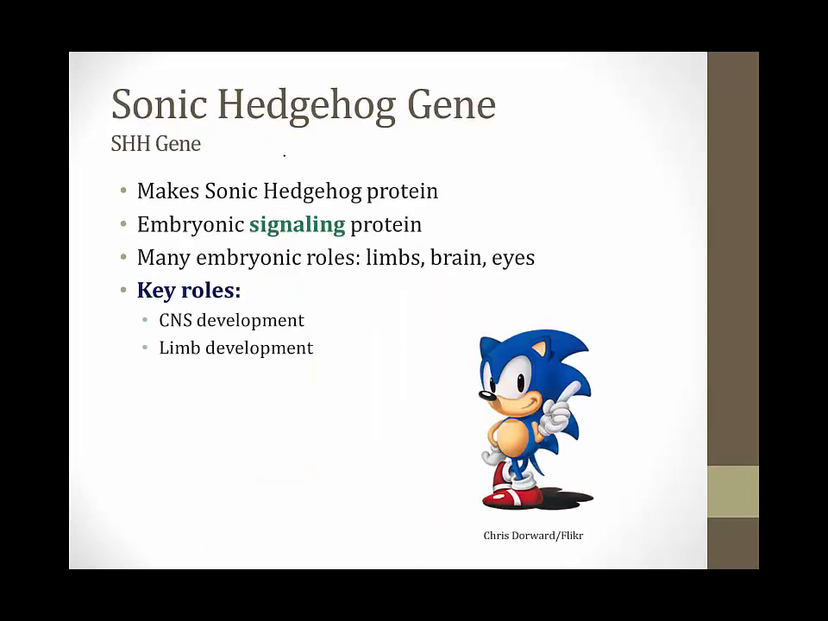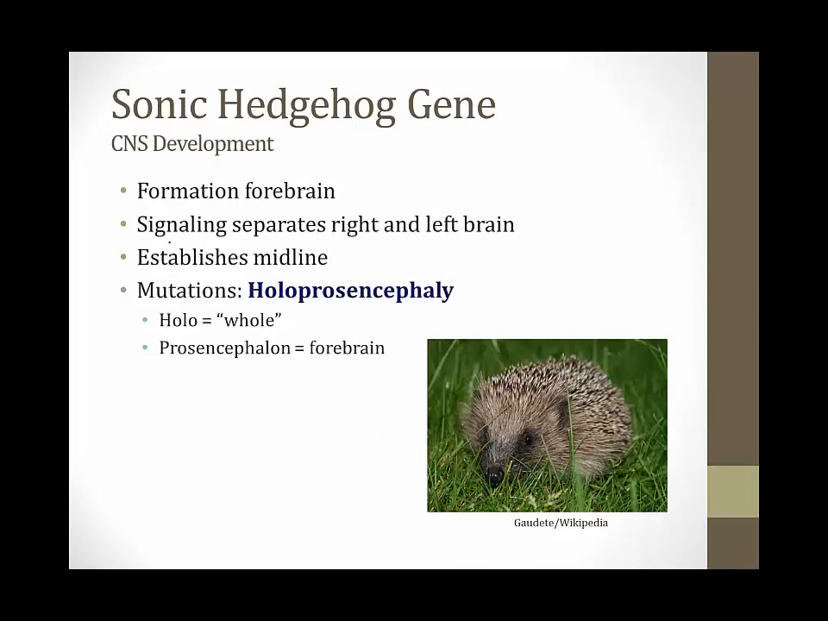The first gene we'll talk about is the Sonic Hedgehog gene, or SHH gene. If you don't know this, Sonic the Hedgehog was a video game character shown here on the screen. That's where this gene gets its name. This gene makes the Sonic Hedgehog protein, which is an embryonic signaling protein, and it sends a signal to tissues to develop into many important structures, including limbs and the brain and the eyes. The two key roles of this gene that you should know about for step one are central nervous system development and limb development.